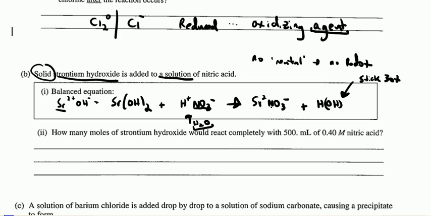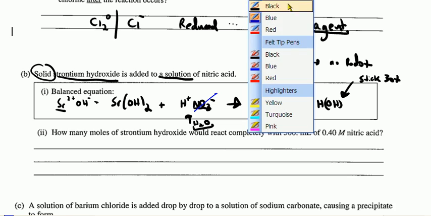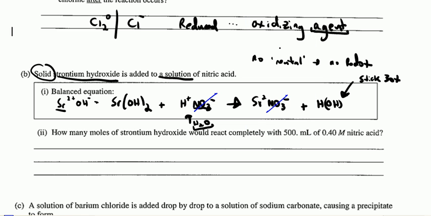Going to cancel our spectators. We see the nitrate is a spectator on this side. Nitrate is a spectator on this side. The Sr looks different on both sides. The OH looks different. Everything is different. So our final balanced reaction is Sr(OH)2 plus H plus goes to Sr2 plus plus HOH. We're going to put a 2 there because of the 2 H's here, which means we're going to have to put a 2 there.